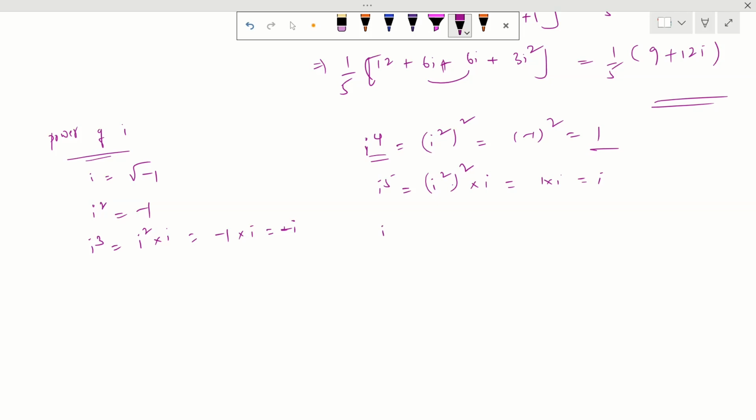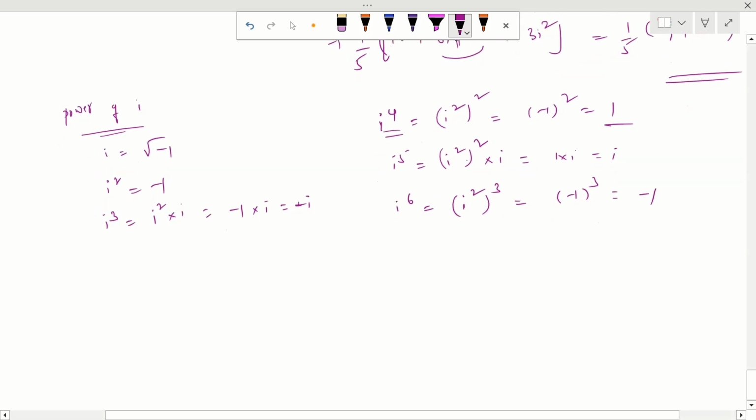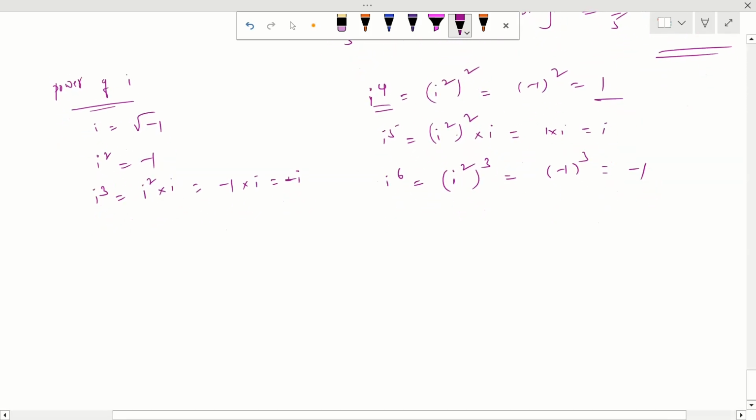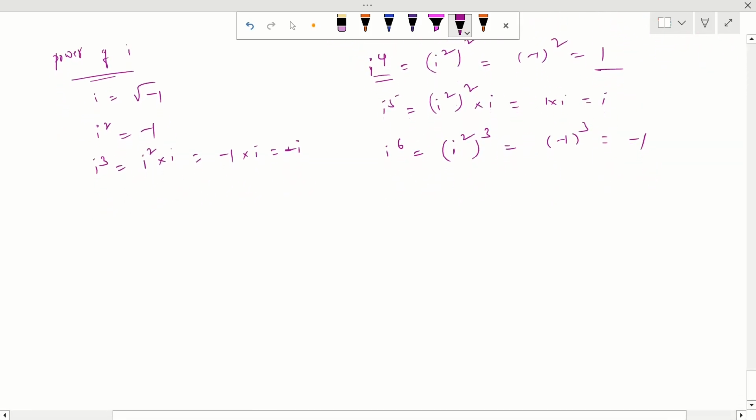I to the power 6 I am expressing as i square whole cube. The i square is minus 1, and minus 1 whole cube is minus 1. So this is the power of i. So what are the different values of i? We are expressing them in the form of i.